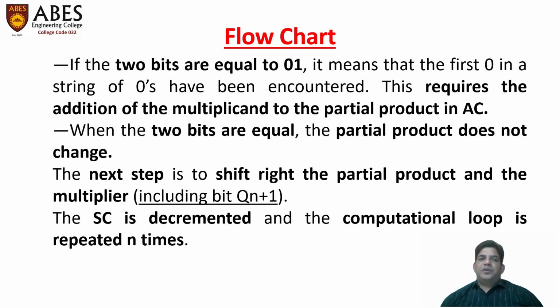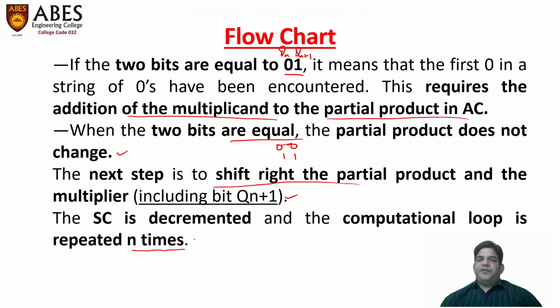If the 2 bits are equal to 0, 1, that means Qn is 1 and Qn plus 1 is 0, hmm, that is, the first 0 in a string of zeros has been encountered. This requires the addition of the multiplicand to the partial product in the accumulator. When the 2 bits are equal, that is 0, 0 or 1, 1, the partial product does not change and remains the same. The next step is to shift right the partial product and the multiplier, including the Qn plus 1 bit. Here 1 cycle is completed. So the sequence count is decremented and the computation loop is repeated n times.